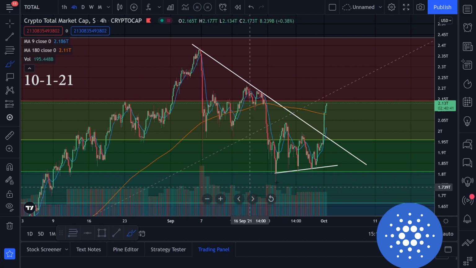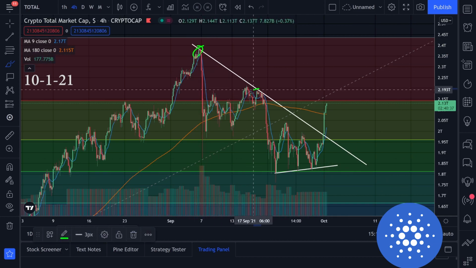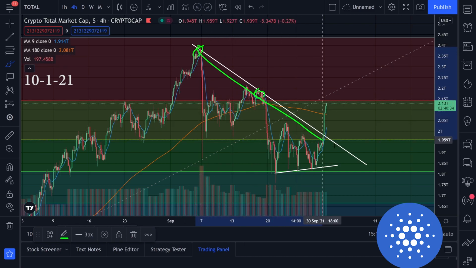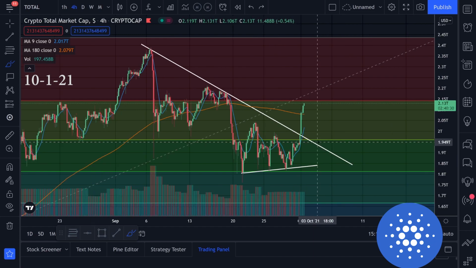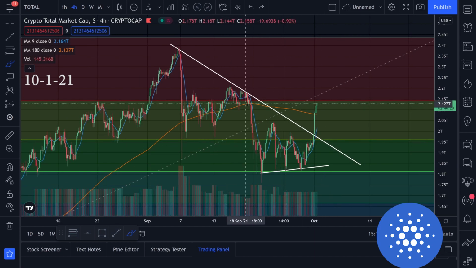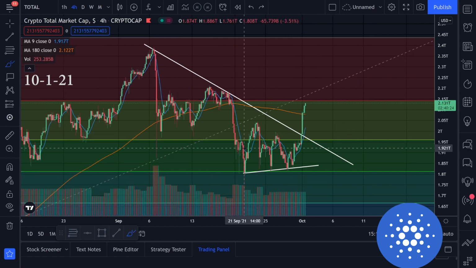If we jump over to the total crypto market cap, it's looking very good. So we had our resistance, and we had our downtrend, something like we're looking at on Cardano. Cardano hasn't broken through like it has on the total crypto market cap, but you can kind of see what I'm looking at. Like this compared to Cardano, this is like the future of Cardano possibly.